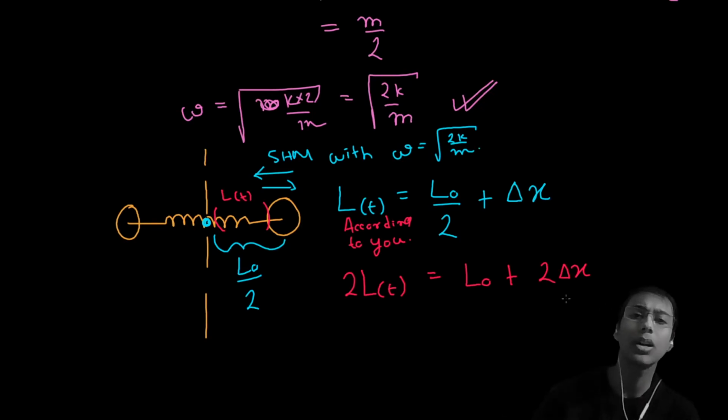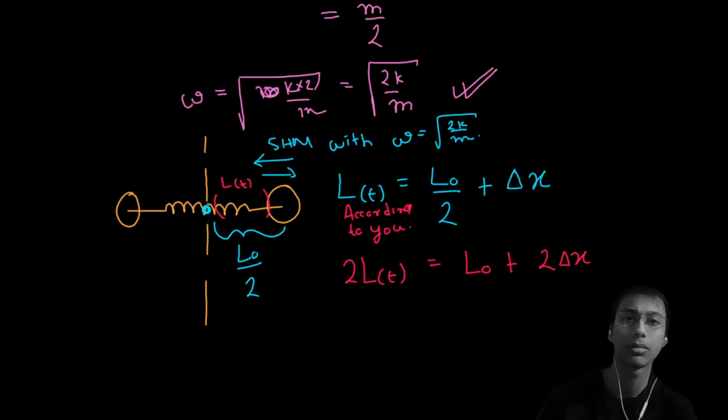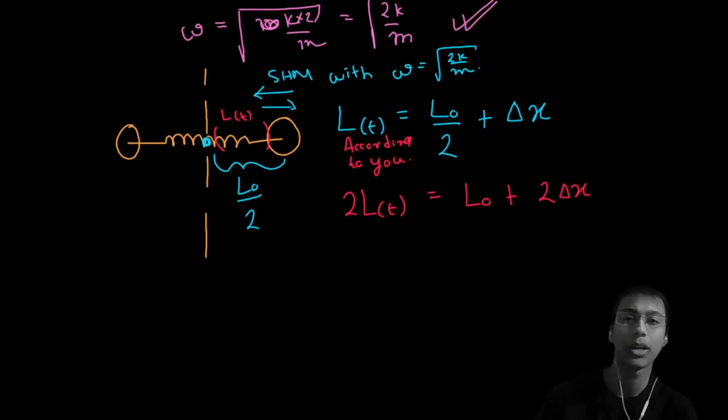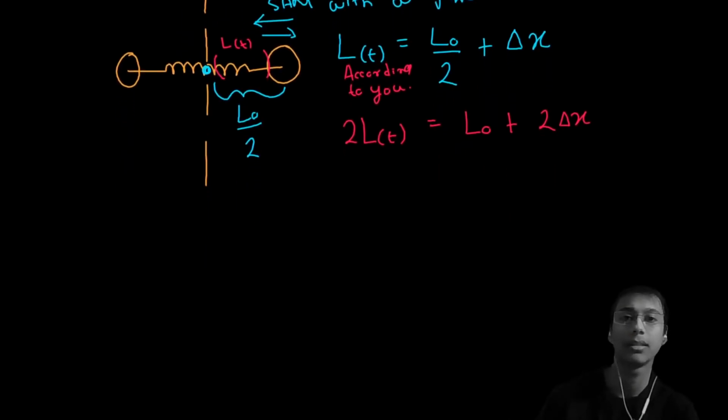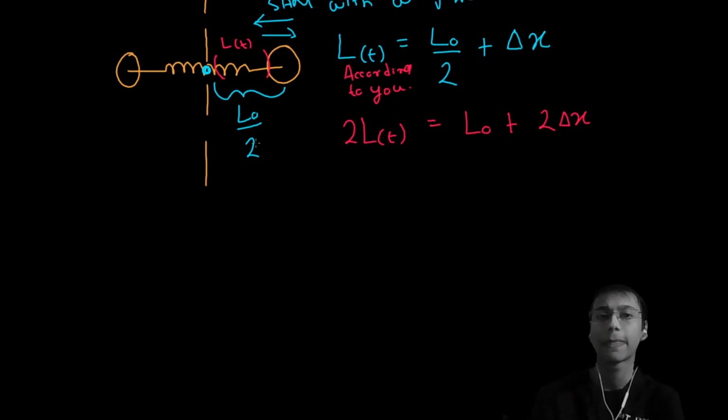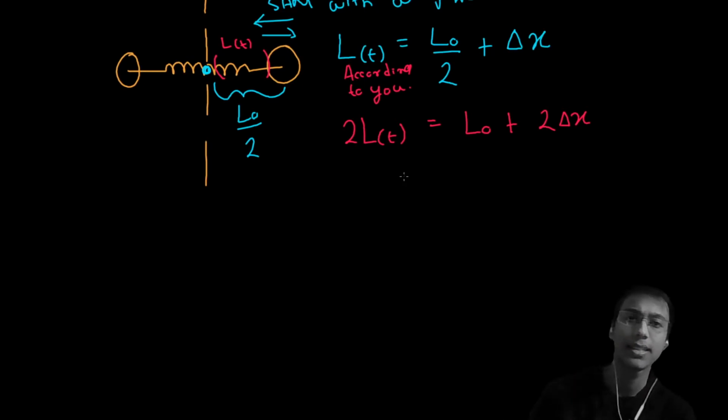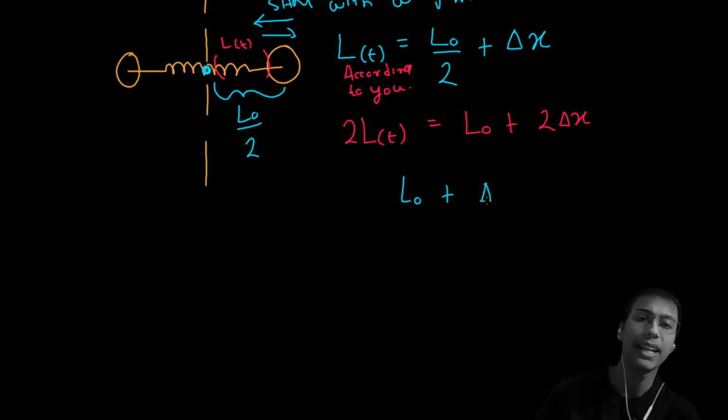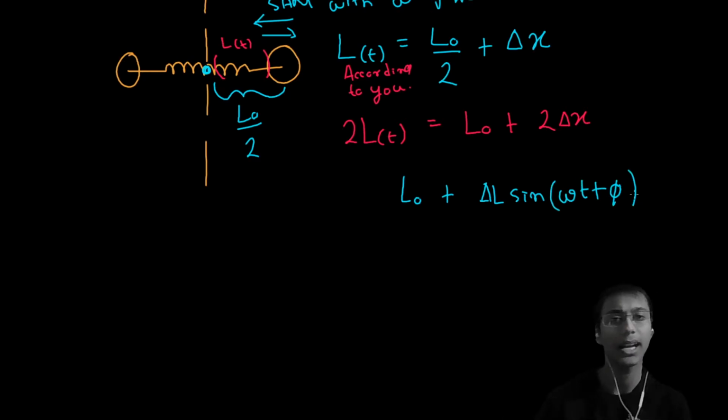Now what's this 2 delta x? Let me scroll down. Oh my god, it's scrolling so slowly. So what would be the 2 delta x? Let us see. L naught plus delta L sine omega t plus phi. How did I write that?